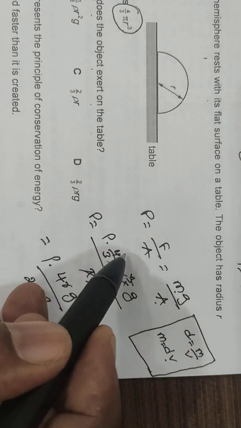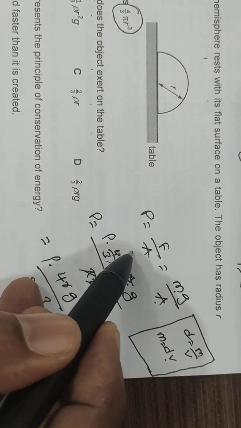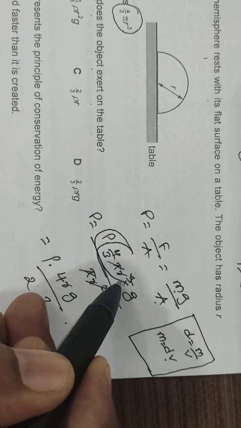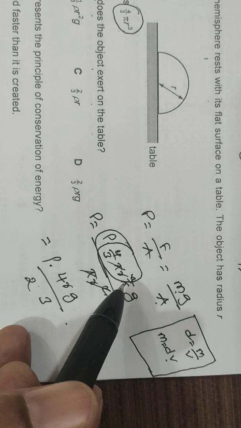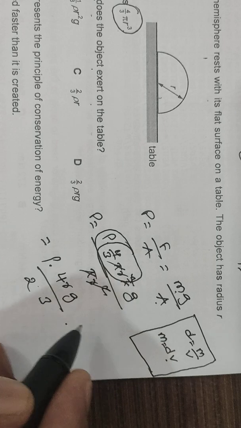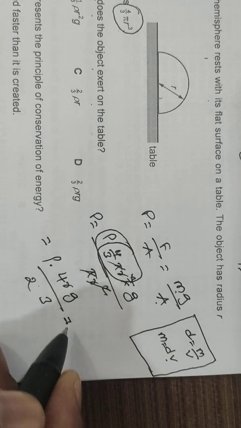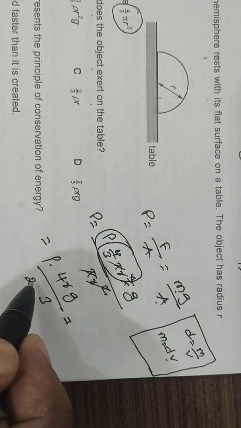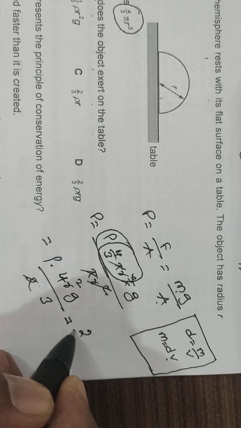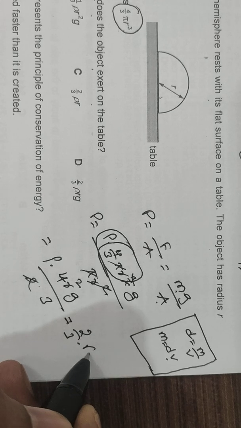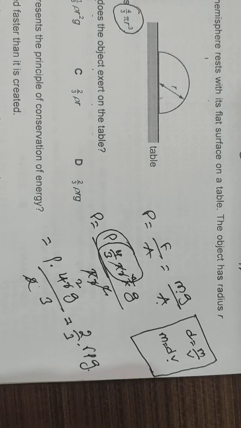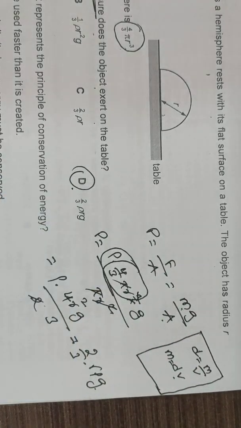Why? This is the mass of rho times 4 over 3 pi r cube, the mass of the whole sphere, but in the question it is only a hemisphere. That's why you need to make it half. So the two ones, which means 2 over 3 r rho g. So r rho g times 2 over 3, which is D. The answer is D.